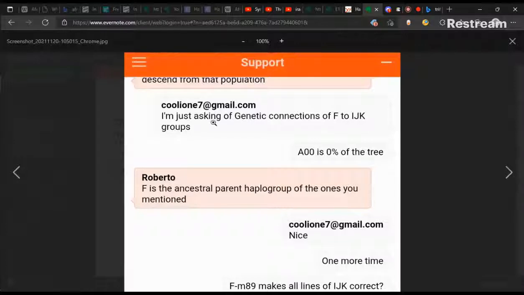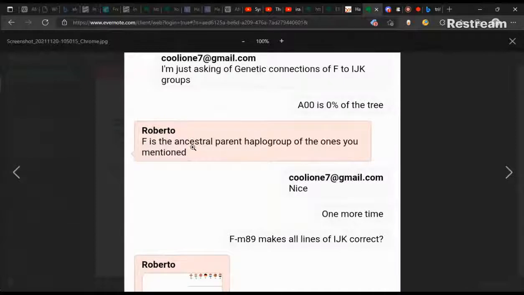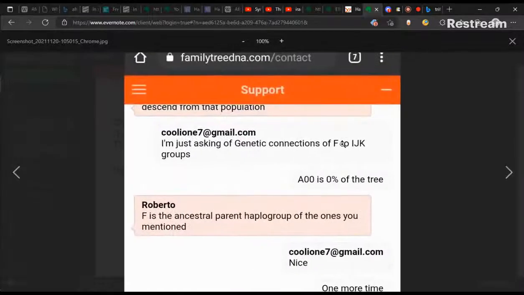I'm just curious about the genetic connections of F to the IJK groups, because I'm not trying to hear about A00, because A00 is 0% of the tree. It's important to know that A00 doesn't descend into people. A00 descends into its own branch. So I just want the information on whether F creates IJK groups. Watch the concentration of this information. He says F is the ancestral parent haplogroup of the ones mentioned. So he just said F makes IJK.